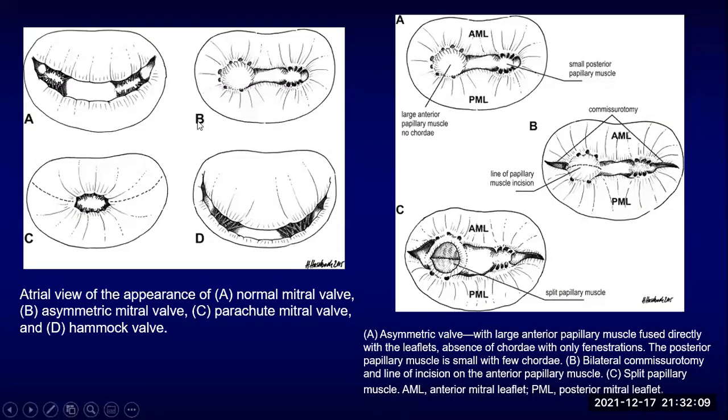So here we have the types we talked about. This is the normal anatomy. This is the asymmetric mitral valve. This is the parachute mitral valve, and this is the hammock, okay? So for the asymmetrical one, we can do here a commissurotomy, okay? Then we can split the papillary muscle here, okay?